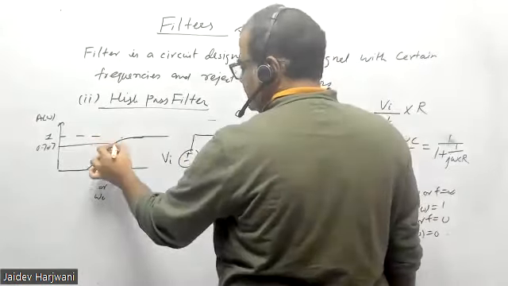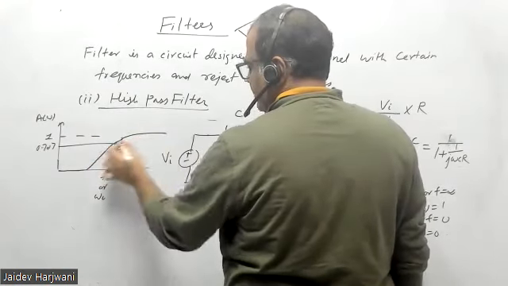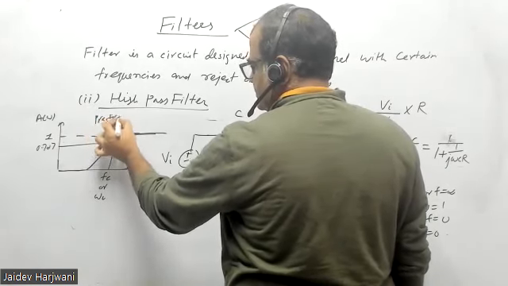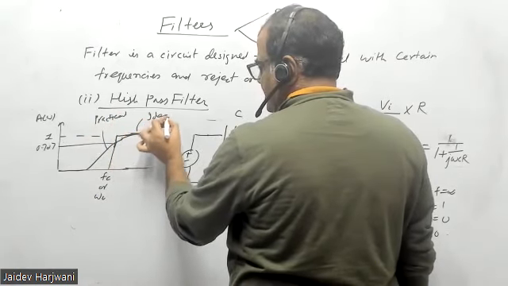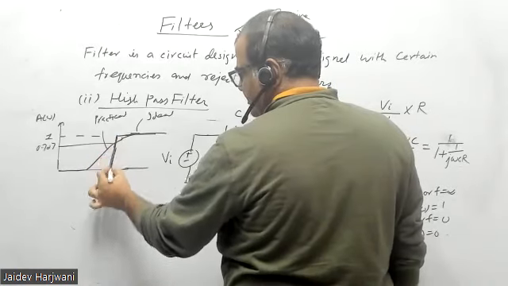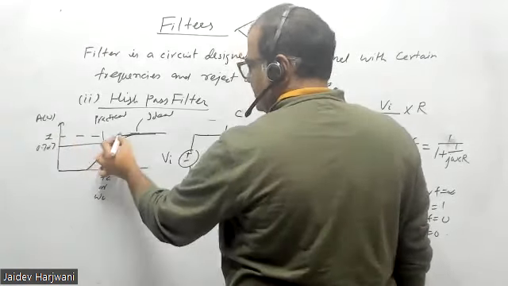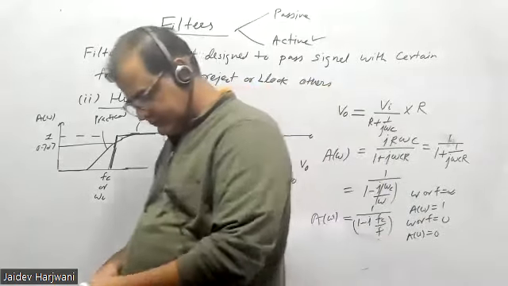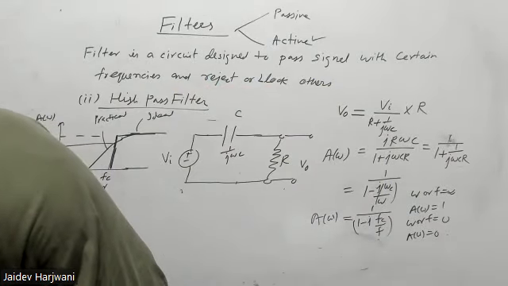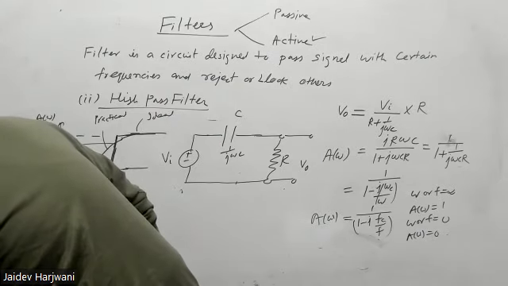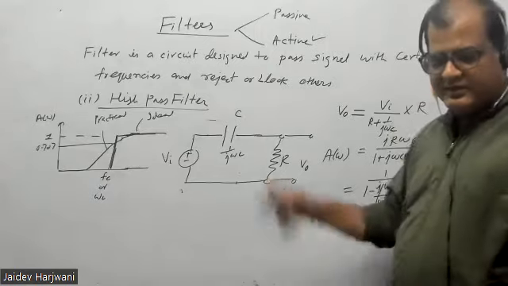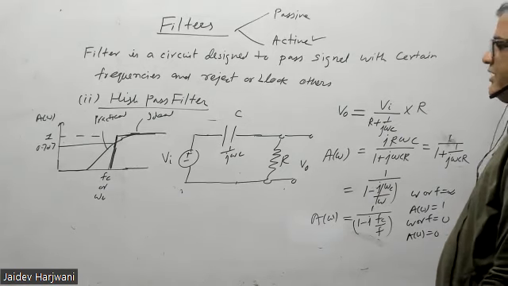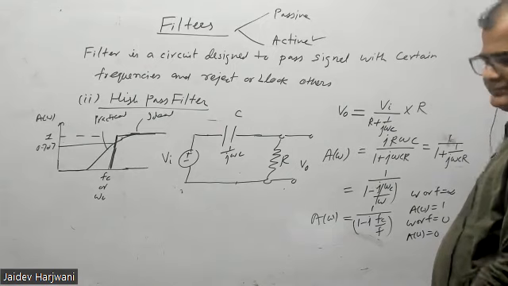And in general, for the ideal case, this will come like this. So this is the practical, and this is ideal. So generally, we represent the high pass filter by this one. Low pass filter like this, and high pass filter like this. Is this point clear to everyone? Shall I go to the next filter? Yes, sir.